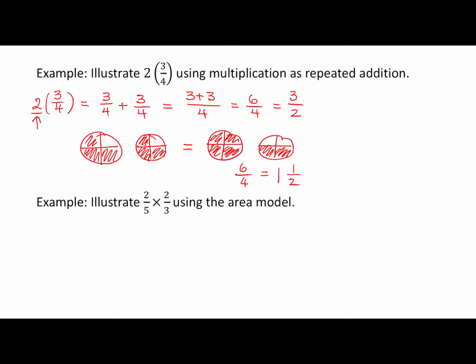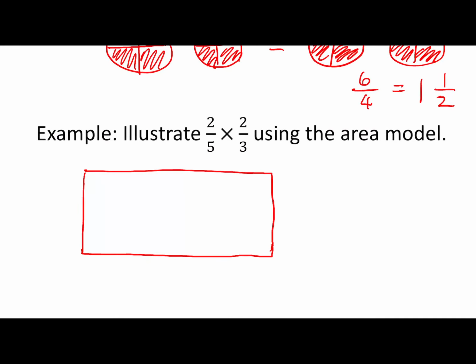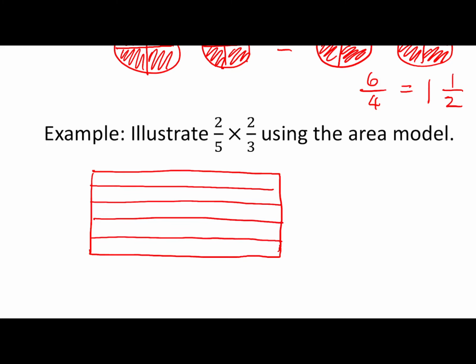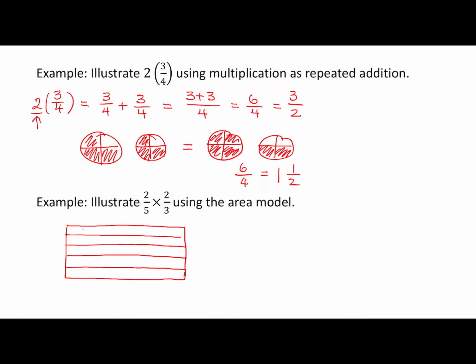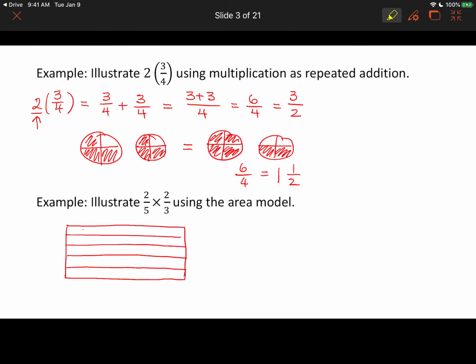All right, let's try illustrating 2/5 times 2/3 using the area model. So I'm going to draw my rectangle, and I'm going to do the 2/5 first on this. Whoops, let's zoom in on this side. So I need 5 equal-sized pieces. 1, 2, 3, 4, and that gives me 5. 1, 2, 3, 4, 5. And I'm going to shade 2 of them. Let me grab the highlighter. Let's go with yellow.